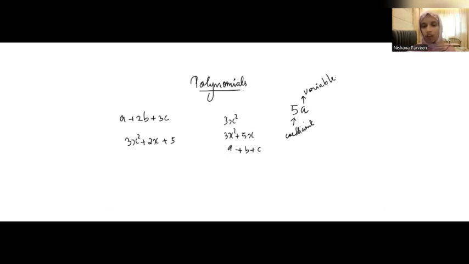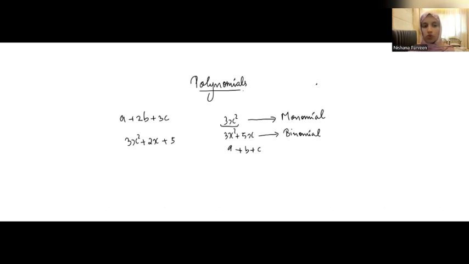So when I wrote 3x square, this has only one term, right? You can see that 3x square is a single term. So I can call this a monomial. Why is it a monomial? Because it only has one term. This one is a binomial. Why? It contains two terms.